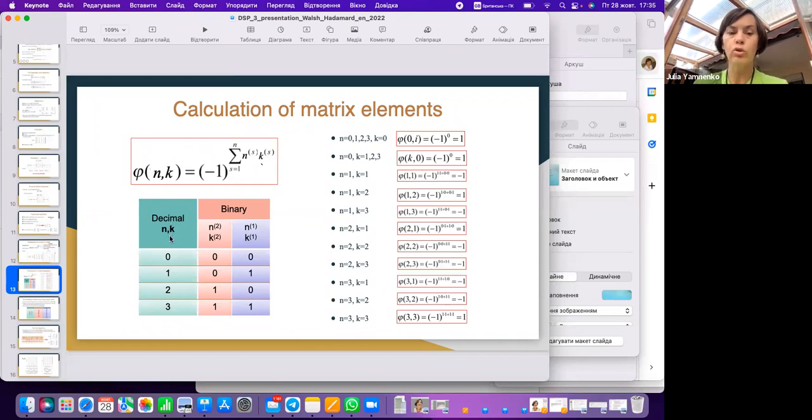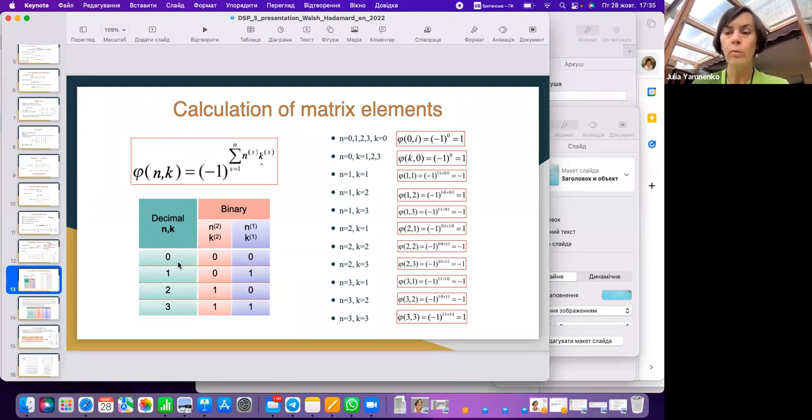I told you that we should transform decimal numbers into binary numbers. And for example, here only the first 4 numbers, because n and k are 2 counters and they take values from 0 till capital N minus 1. And our capital N is 2 in the power of small n. You should remember this. So we just put it here. It's only 4 numbers, but we can continue, of course. We can put 4, 5, 6, and so on, as many as we need.